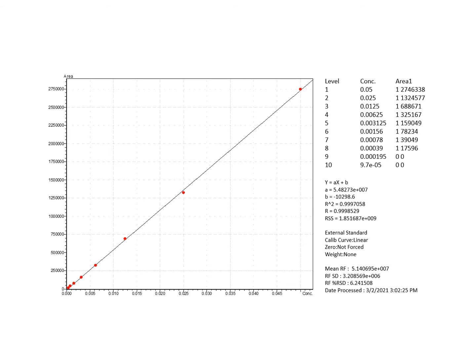On the right, you can see the respective concentrations and their areas, as well as the equation for our line and our R-squared value of 0.99. We can later use this graph to measure the efficiency of our drug-loaded polymeric nanoparticles.